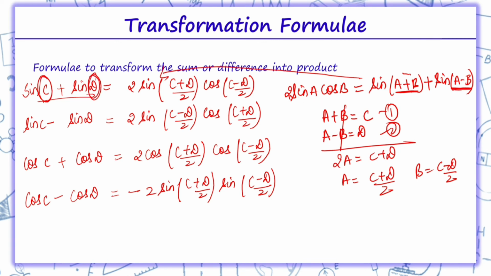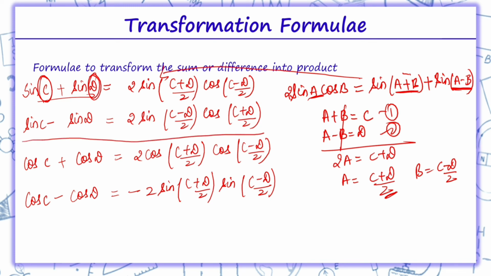Then 2 sine A, in place of A we have written C plus D by 2 and in place of B we have written C minus D by 2. So the formula is same, only some changes are done, that is the replacement is done. So the formula which we have over here is sine C plus sine D is written as 2 sine C plus D upon 2 into cos C minus D by 2.